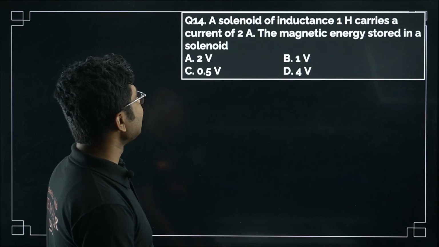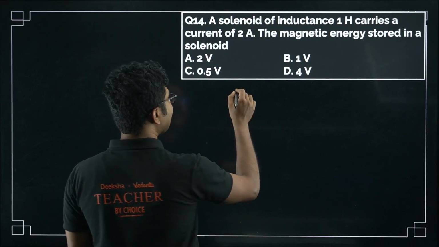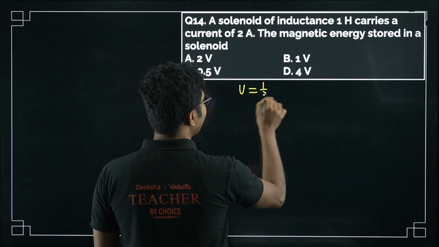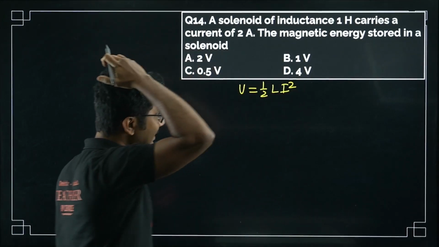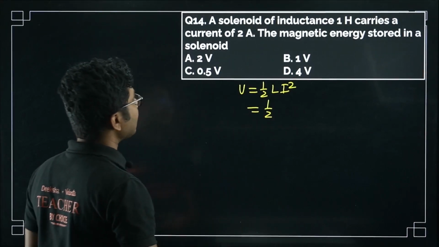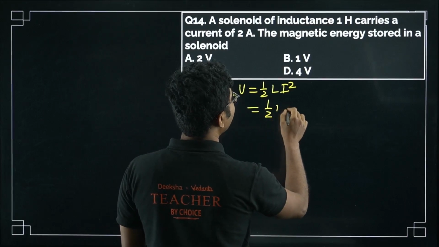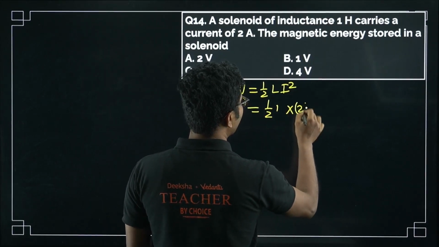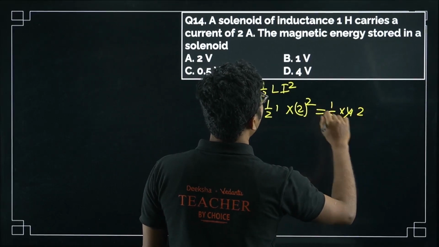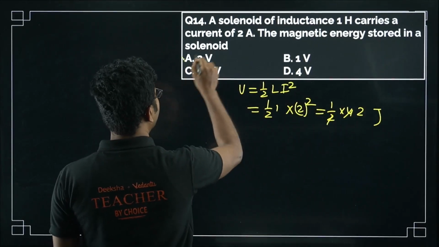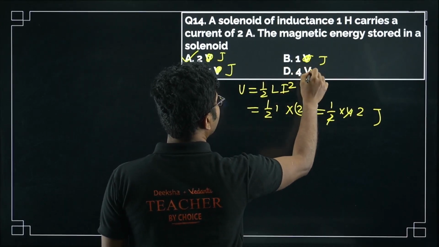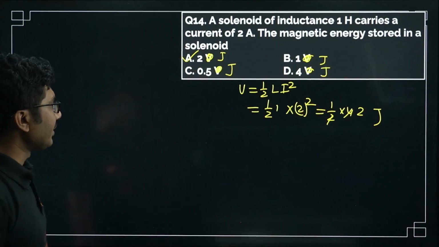A solenoid of inductance 1 Henry carries a current of 2 ampere. The magnetic energy stored in the solenoid is given by half Li square. So half, inductance is 1 Henry, current is 2 square. So it will be half into 4, that will be 2 joules. The unit will be joules. So it will be 2 joules of energy stored in the system.